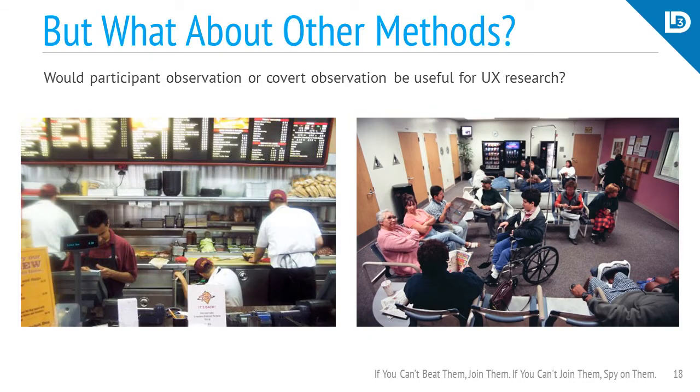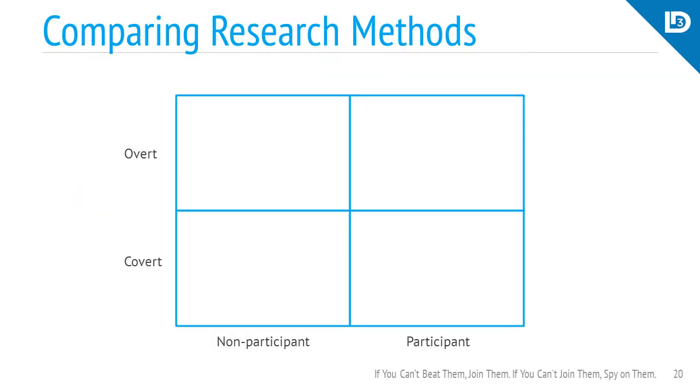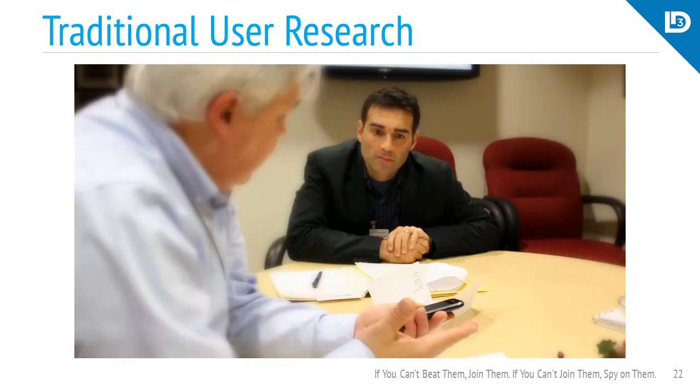So this made me think, would participant observation or covert observation be useful in user experience research? Let's look at these different research methods and compare them by these four aspects on this quadrant: whether they're overt, covert, non-participant, or participant. Traditional user research methods are overt, where the people know that they're being studied, and they're non-participant, which means the researcher does not participate in their activities.